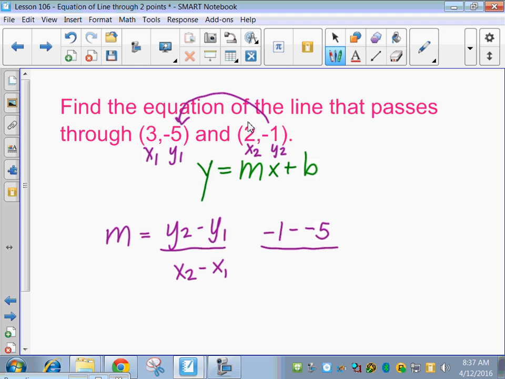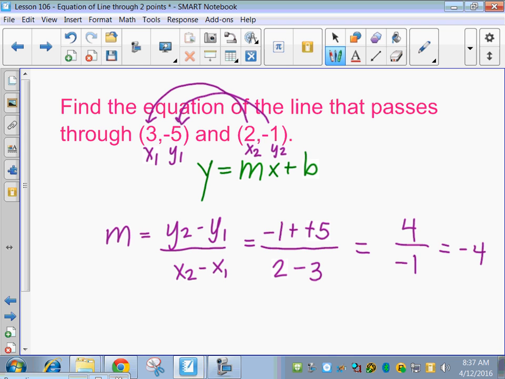And in the bottom, we have the x's. So I'm going to do the x minus the x. So 2 minus 3. All right, so chop, chop. Negative 1 plus 5 gives me 4. And 2 minus 3 gives me negative 1, which simplifies to negative 4.